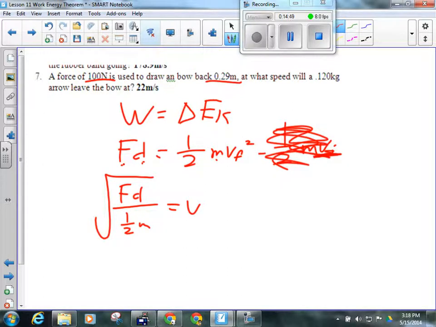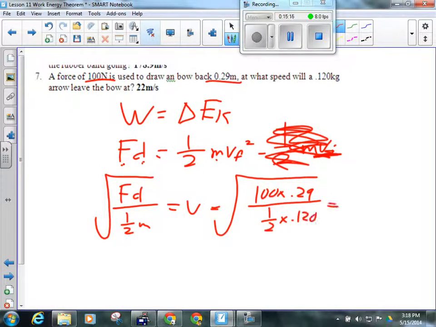Everybody follow there? All right, now, what if I turned this question and I did it so that I was pointing the arrow straight up in the air? Could I ask you how high the arrow will go? Yes, and the only thing that will change is that this will change from 1/2 mv squared to what? m times g times h, because now I'm talking about a change in potential energy. All right? Sometimes I ask the question that way. All right? So when we plug in our numbers here, okay, we have 100 times 0.29 over 1/2 times 0.120, all square rooted. When we do that, we should get 22 meters per second.